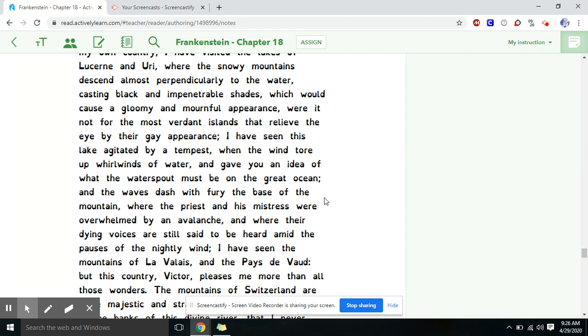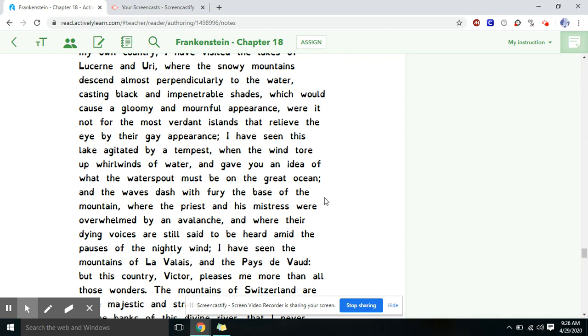I have seen this lake agitated by a tempest, when the wind tore up whirlwinds of water and gave you an idea of what the waterspout must be on the great ocean. And the waves dashed with fury the base of the mountain, where the priest and his mistress were overwhelmed by an avalanche, and where their dying voices are still said to be heard amid the pauses of the nightly wind.